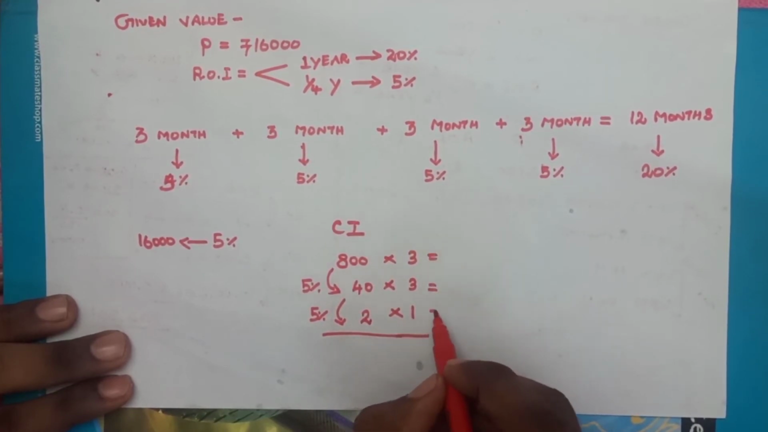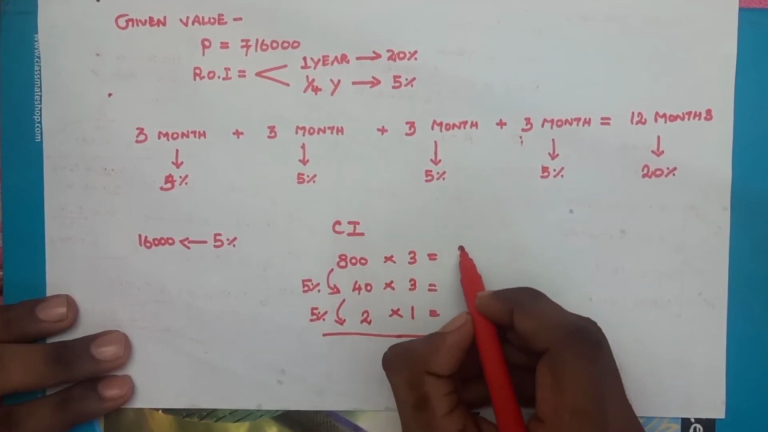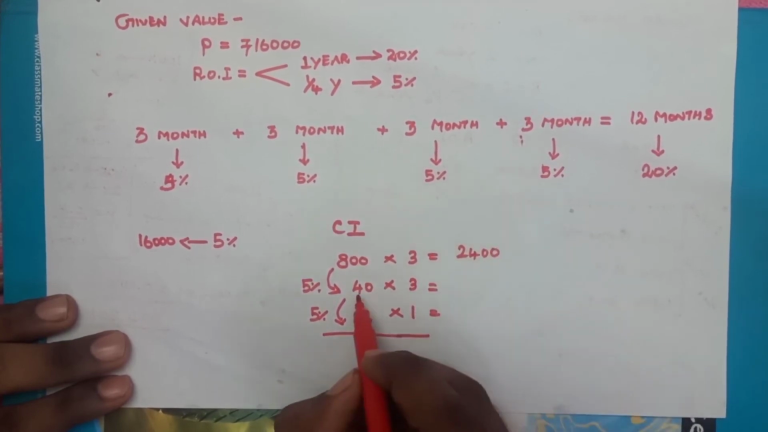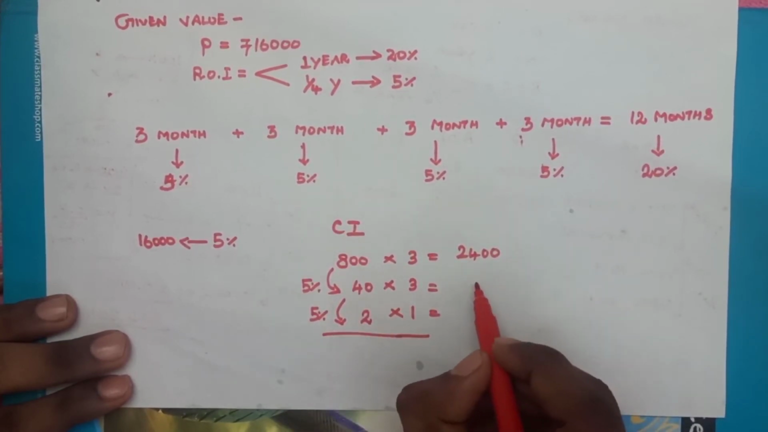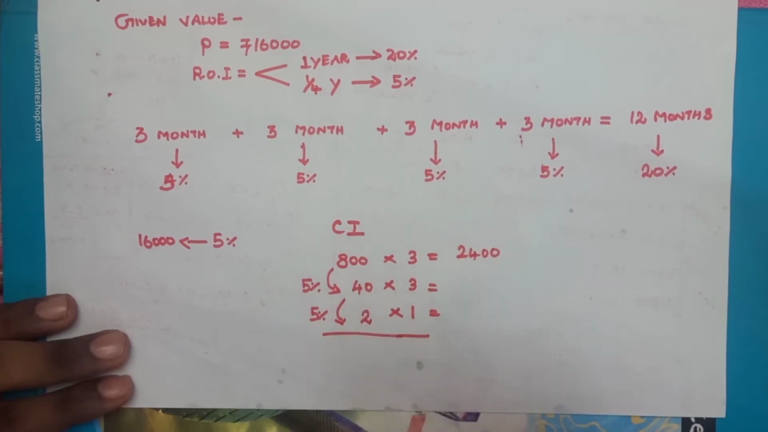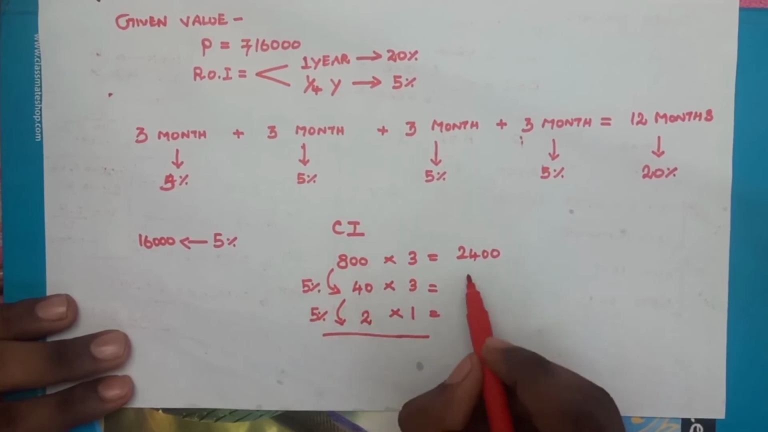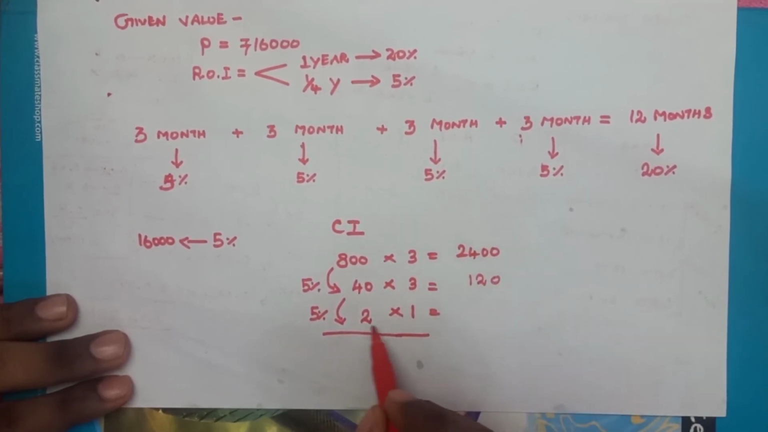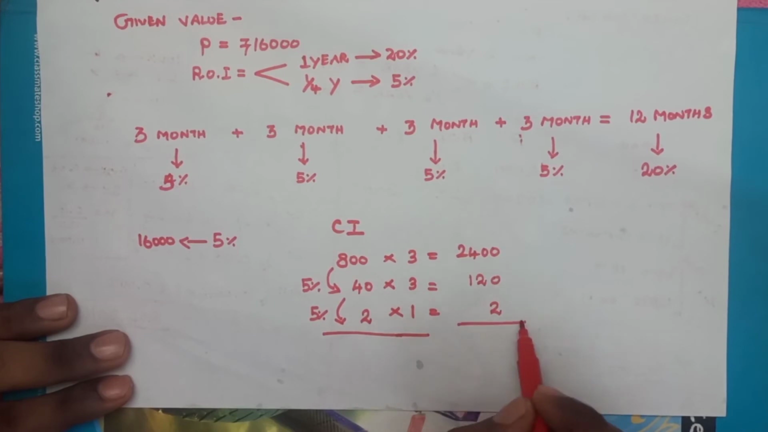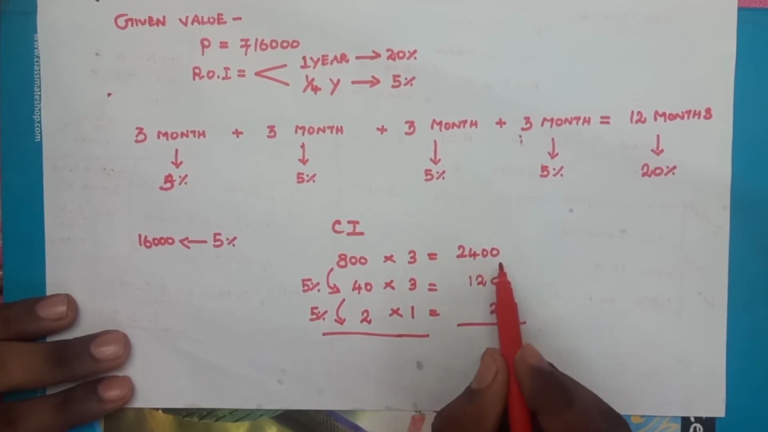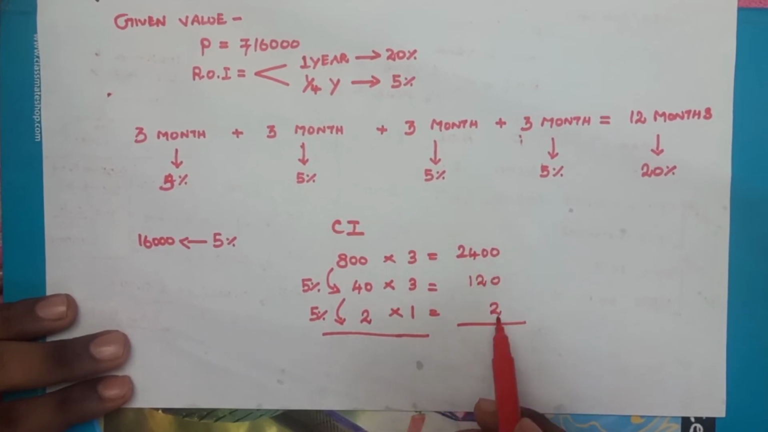Just multiply this. 8 3s are 24, remaining 20, and 4 3s are 24, and 4 3s are 12, remaining 0 and 2. And if you're adding all these, 2400, 2522. 2522 is your compound interest amount.